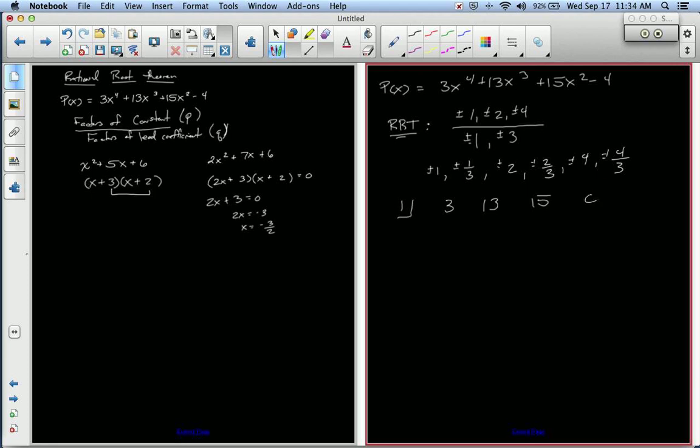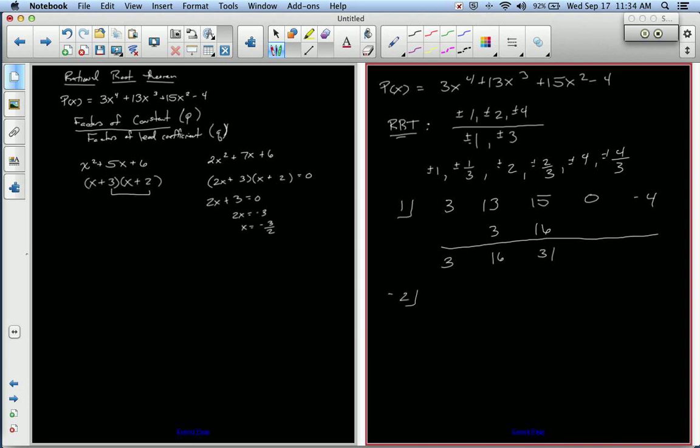Don't forget your placeholder is 0. If I get 0 as my remainder, then I can say it's a root. So bring it down, multiply, add. I already see this is not going to work, right? I'm already at 31, so 1 is out. So we try negative 1, we try 2, we try negative 2, we try a bunch of them. Okay, go systematically.